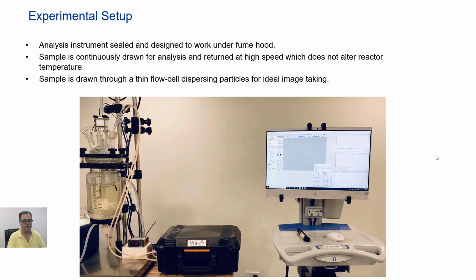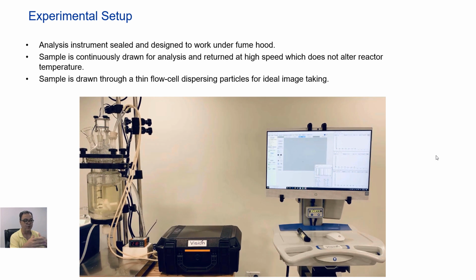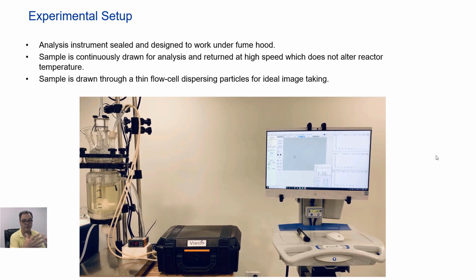It's touch screen, so you could operate everything with a touch screen interface, and it could be about 3 meters away. So you have this tether that lets you have it 3 meters away, not taking up space inside the fume hood. So the sample is actually drawn through a sample cell, a very thin sample cell. There are different sample cells you can select, and running it through a sample cell allows it to disperse the particles, and then the sample is returned.